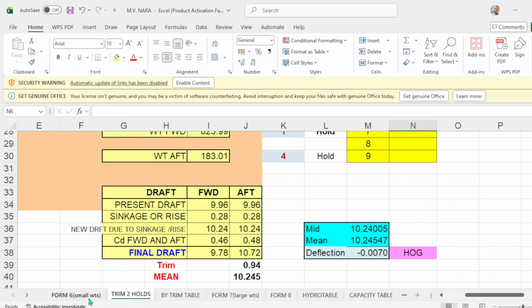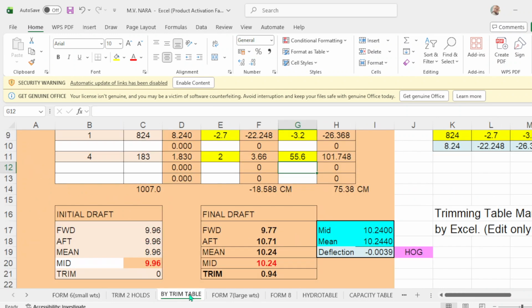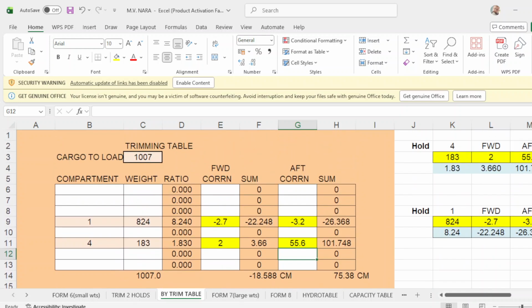Okay, the same drop and trim table. Okay, just take note, trim table, you have the same recommended cargo to load 1007, your holds 1 and 4, and your weight of cargo: 1 is 824, 4 is 183.